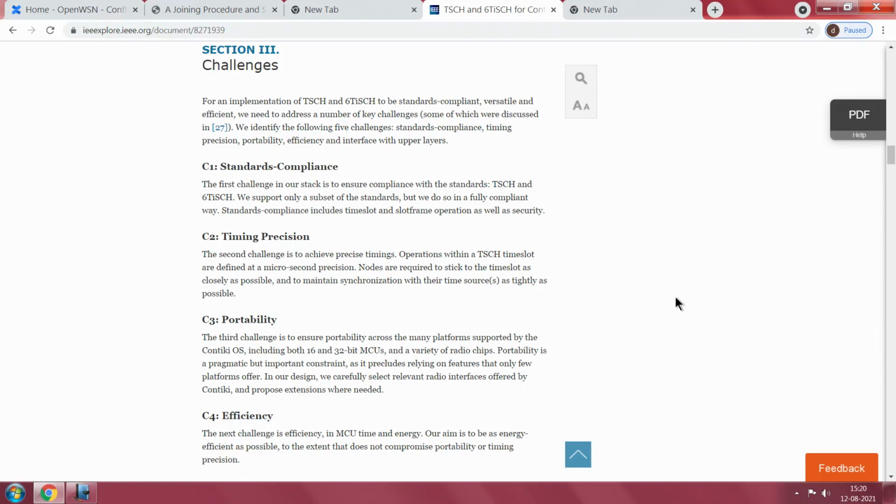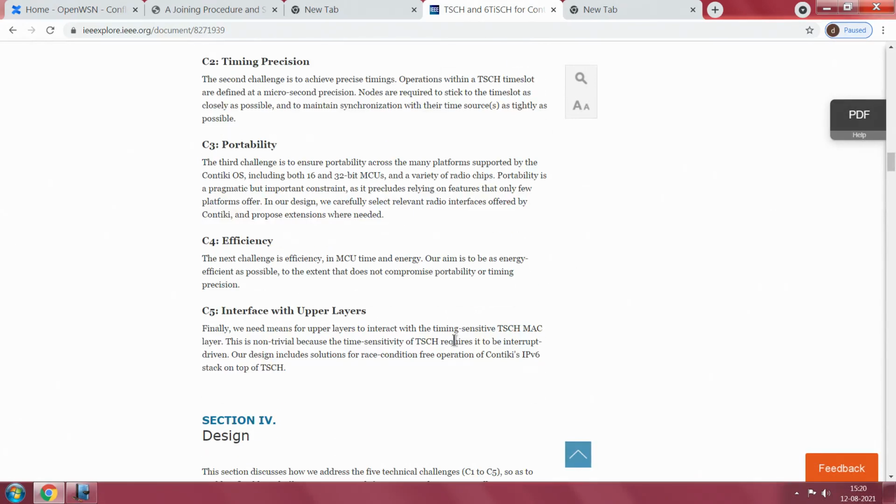Now everything hinges on the fact that the timing information is an important thing, because you are saying no collisions because of tightly synchronized systems. Therefore, timing precision is absolutely critical, right. So, timing precision is a challenge, and they have to maintain quite a bit of that. Portability means that if you write that code, it should be supported over any 16-bit, 32-bit microcontrollers and so on. So, that is an important thing.